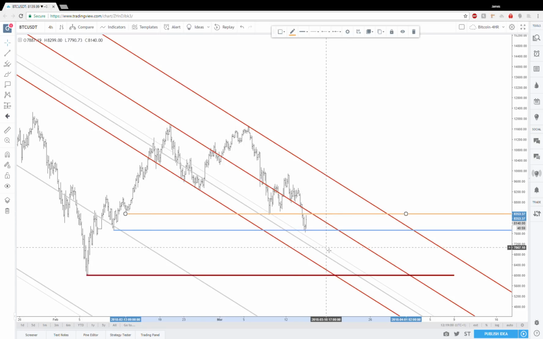If we start to roll over from here, it's going to be a negative sign, and we could easily slide into the low 7,000s, which isn't a very far call from here because it's only literally about 1,000 points.